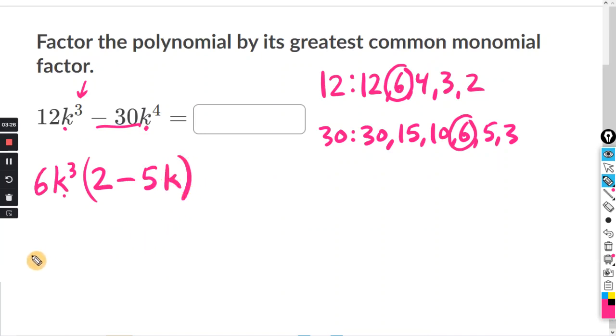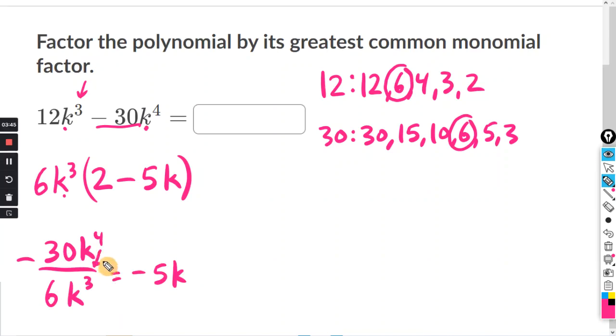I'll write it as a fraction just so you can see it better. Negative 30 k to the fourth divided by 6k to the third. Negative 30 divided by 6 is negative 5. And for the k's, you just subtract the exponents going down. 4 minus 3 is 1. But when the exponent is 1, you don't need to write it. So this is just negative 5k. And you enter this answer in the box.